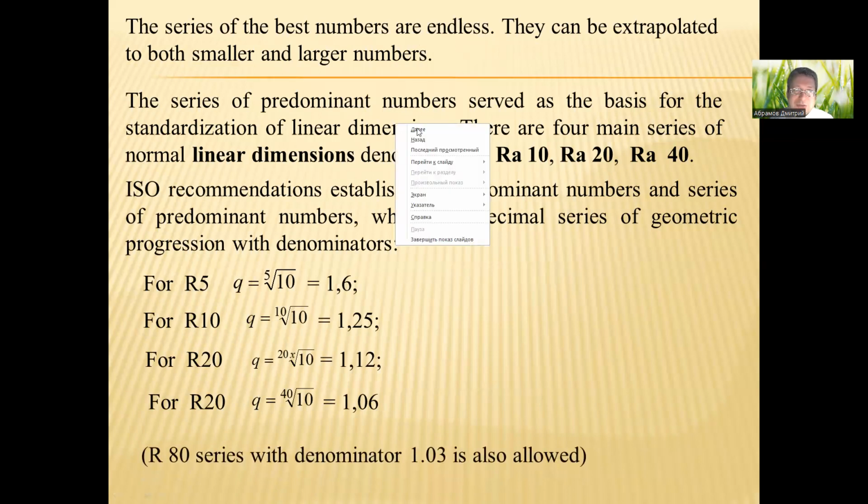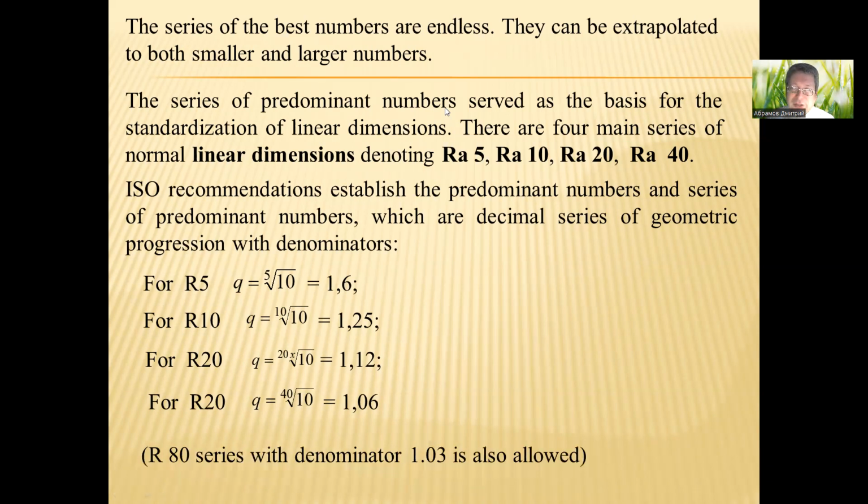The series of preferred numbers is endless. They can be extrapolated to both smaller and larger numbers. The series of preferred numbers served as the basis for the standardization of linear dimensions. There are 4 main series of nominal linear dimensions, denoted R5, R10, R20, R40.